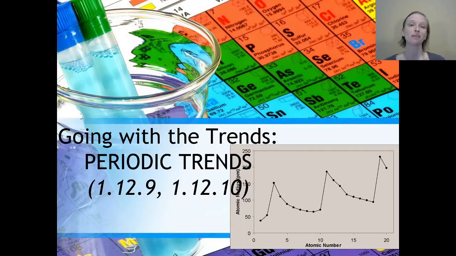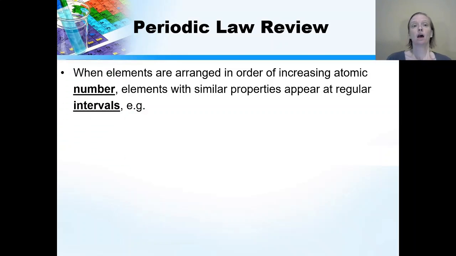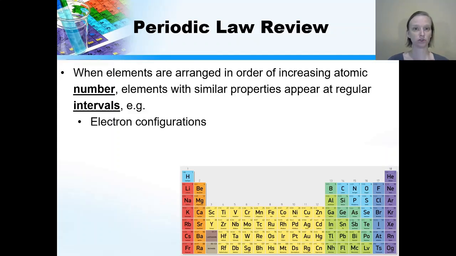Hi folks. Now that we've learned a little bit about the periodic table and some of the repeating patterns on the periodic table, we're going to look at some of the trends on the periodic table. So just to remind you about these repeating patterns, when elements are arranged in order of increasing atomic number, elements with similar properties appear at regular intervals.